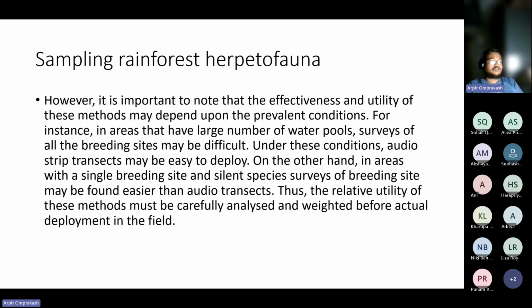So what you can do here is put up an audio recorder, record the audio, and use that to identify the species or the number of individuals of a given species. On the other hand, if you have a species which is silent and there's only one breeding site where the species is found, you might just go there and count the individuals if there's a low number, or you do a transect in that area without audio, because it's a silent species.